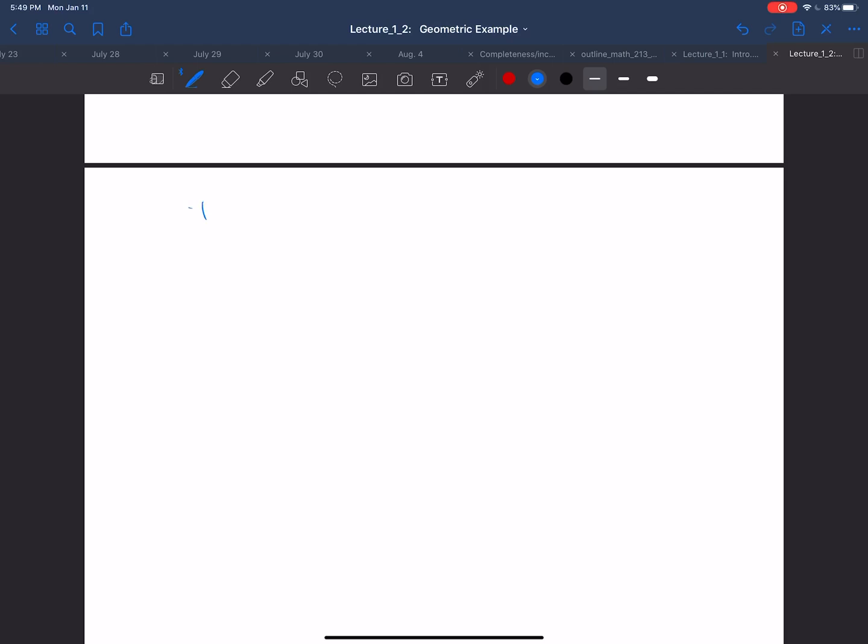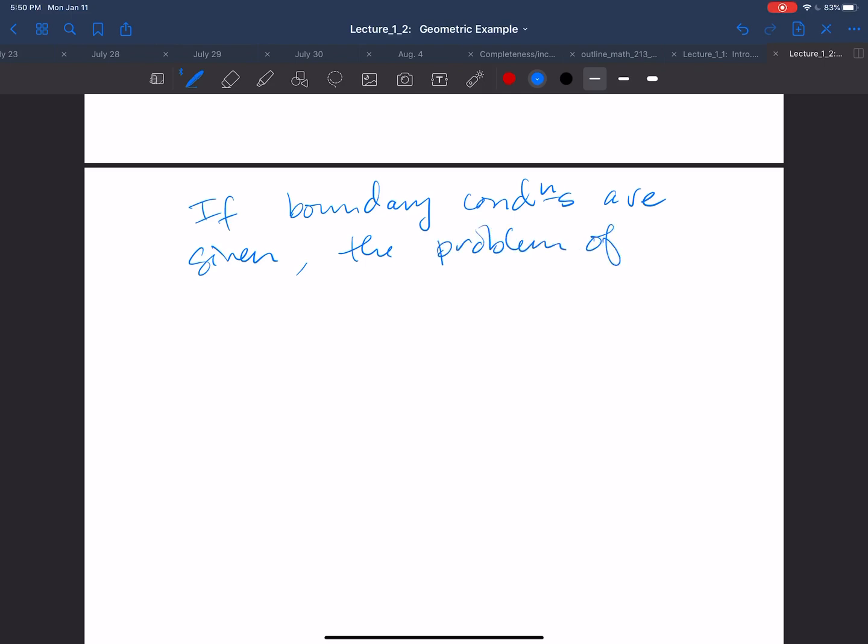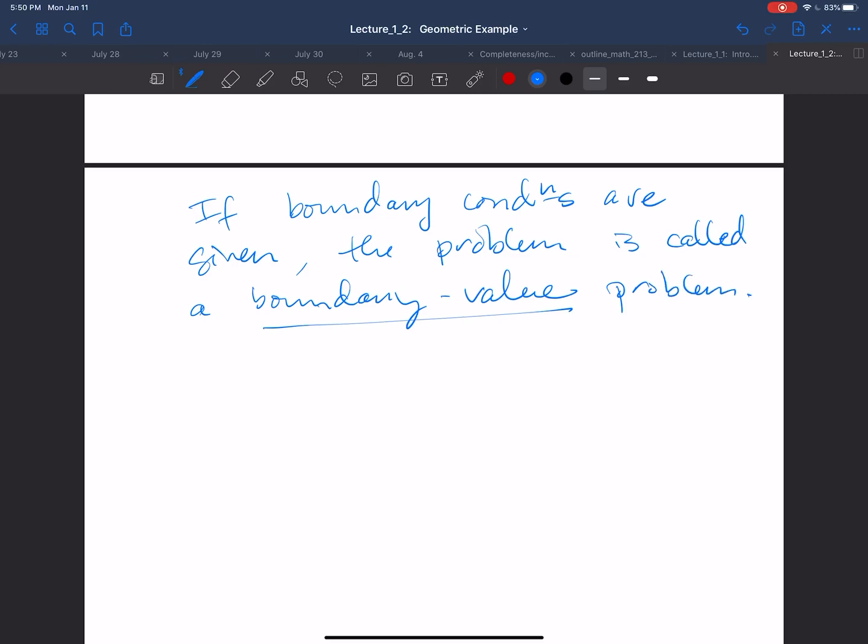So if boundary conditions are given instead of initial conditions, then we say that the problem is a boundary value problem. So the problem of solving the differential equation subject to those boundary conditions is called a boundary value problem. But as we've already said, if initial conditions are specified, then it's called an initial value problem. And this course is almost exclusively concerned with initial value problems.